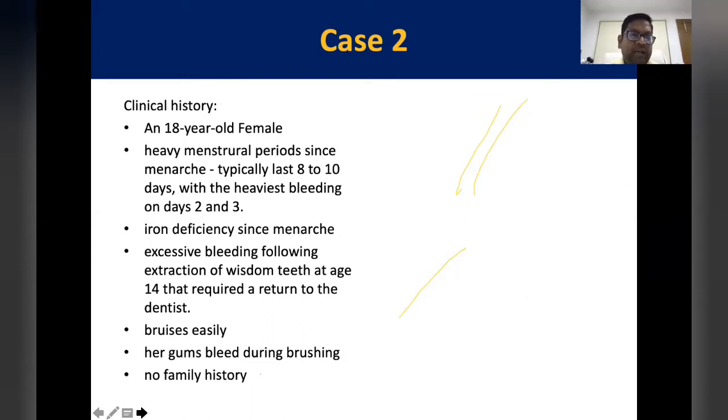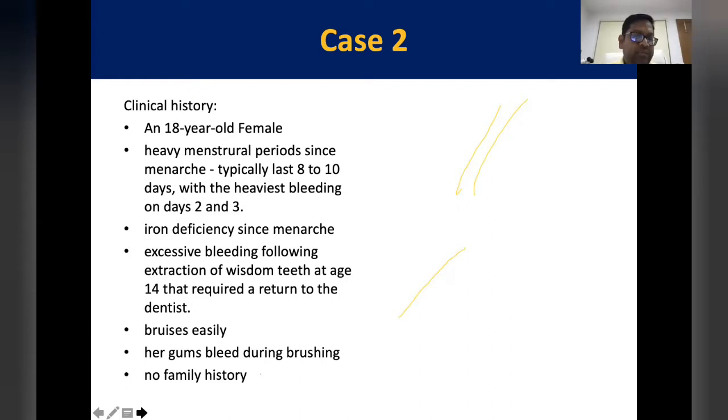The history goes like this: an 18-year-old female with heavy menstrual periods, menorrhagia since menarche. From the time the patient achieved menarche, she had menorrhagia. Typically it lasts 8 to 10 days with heaviest bleeding on day 2 or 3. And there is iron deficiency since menarche. Excessive bleeding followed extraction of the wisdom teeth at the age of 14 that required a return to the dentist, so that required suturing. She bruises very easily.